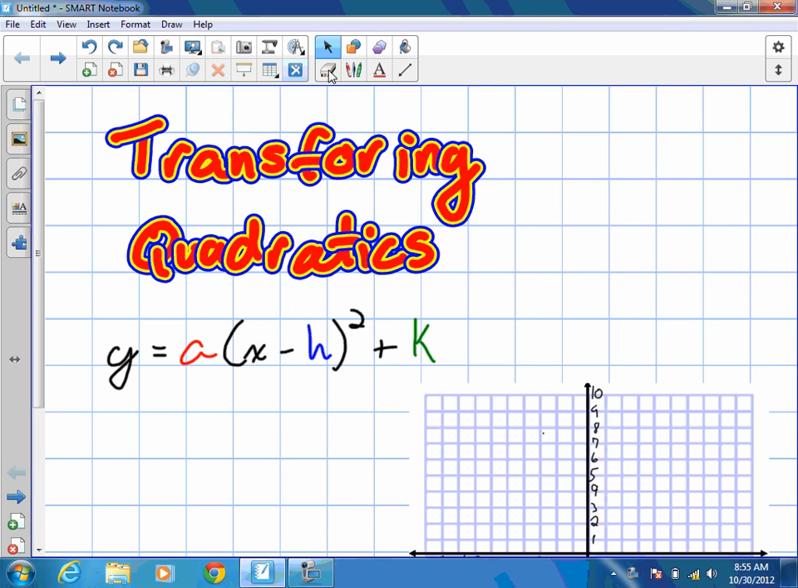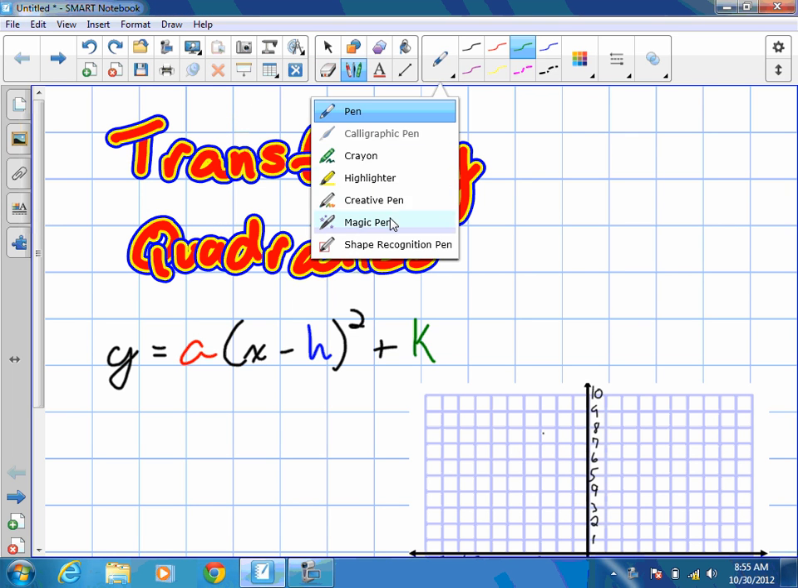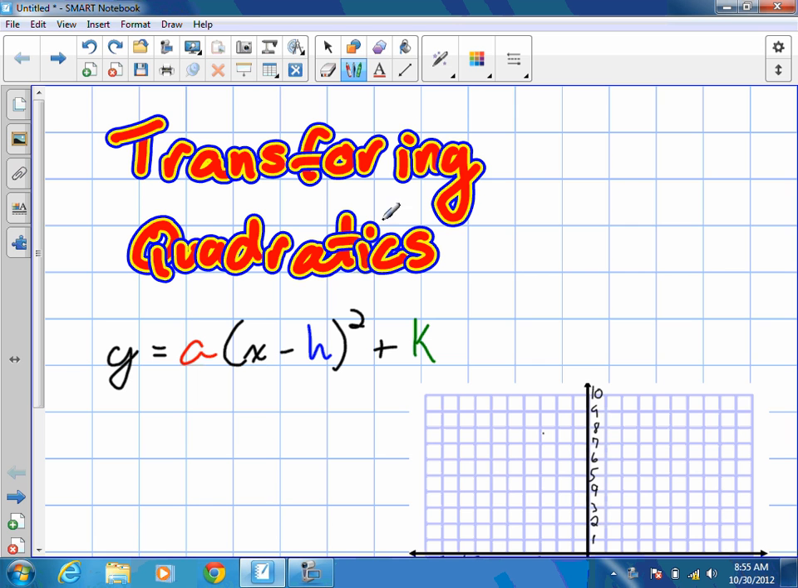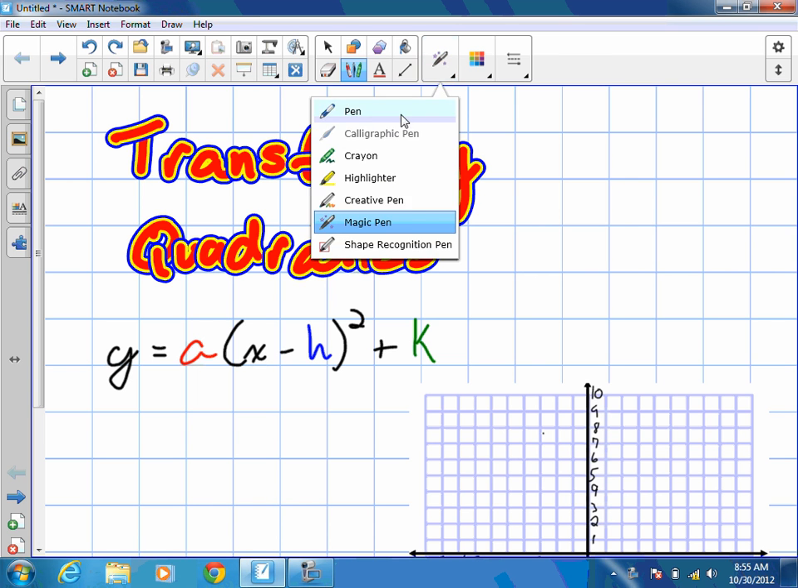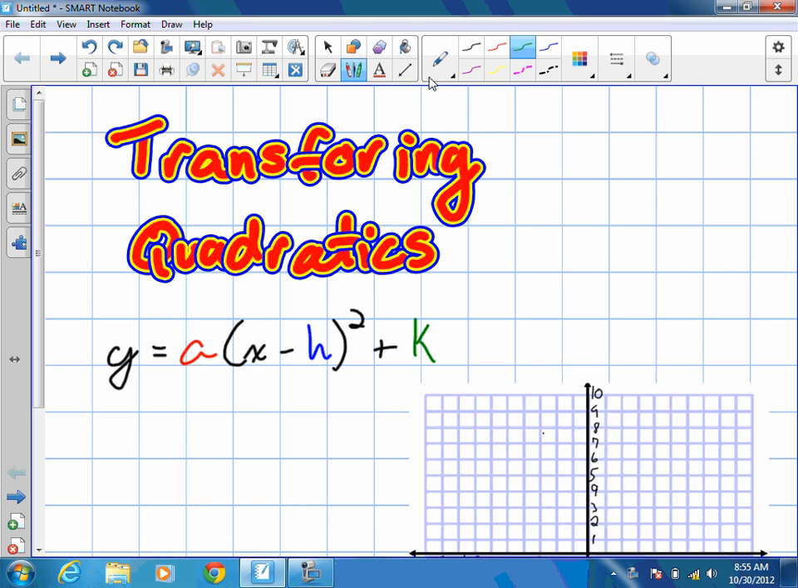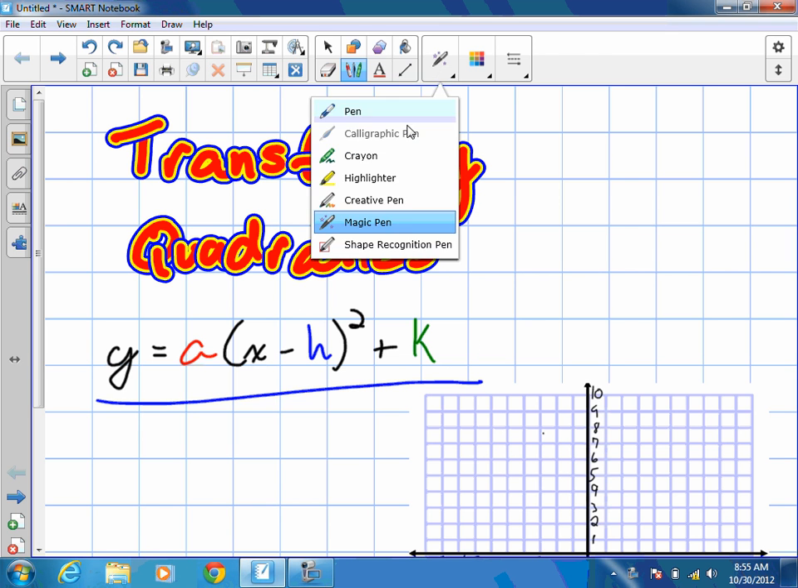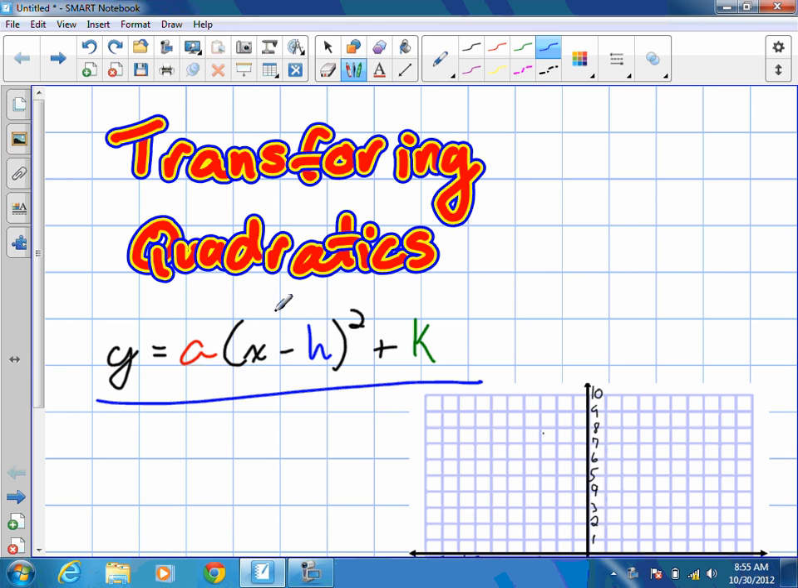Okay, we're going to go over transforming quadratics. Now, before we did go over some transforming quadratics. We talked about this formula here, which is our vertex form. Okay, and vertex form, the good thing about it is it really helps us find our vertex. Okay, and we'll talk about how it does that. And we talked about certain types of vertex forms.